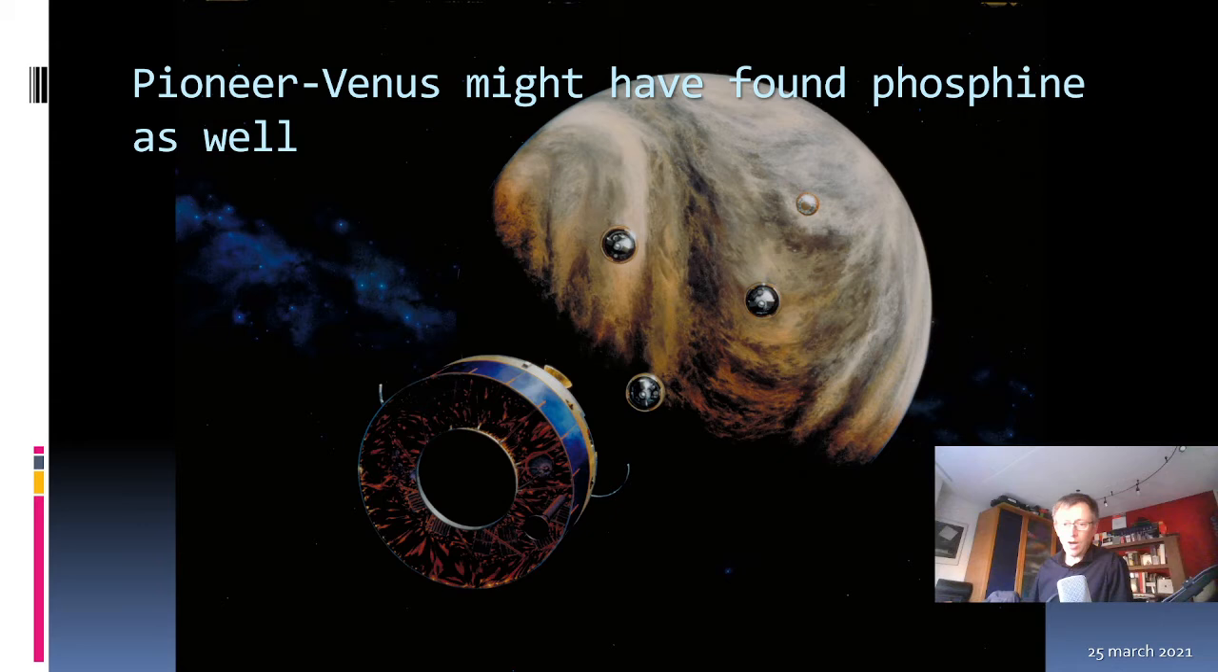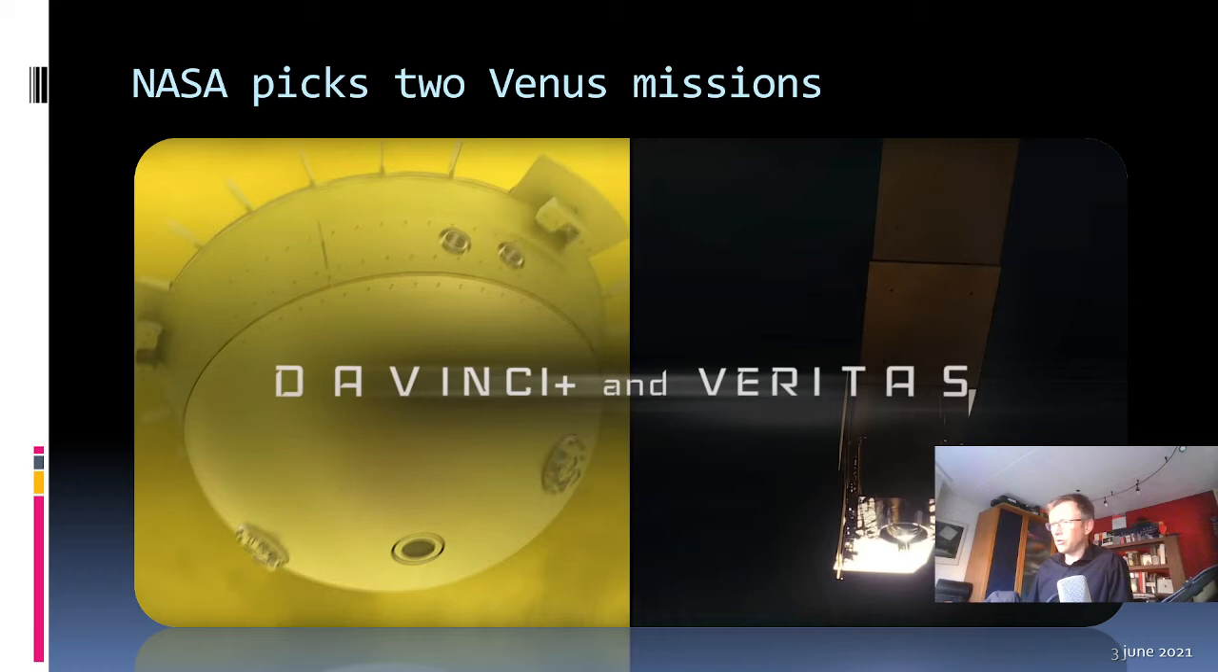Well, actually, there were no missions. There were a couple of missions planned. India has a mission planned in 2024. And NASA actually had nothing. NASA hasn't selected any Venus missions for decades.